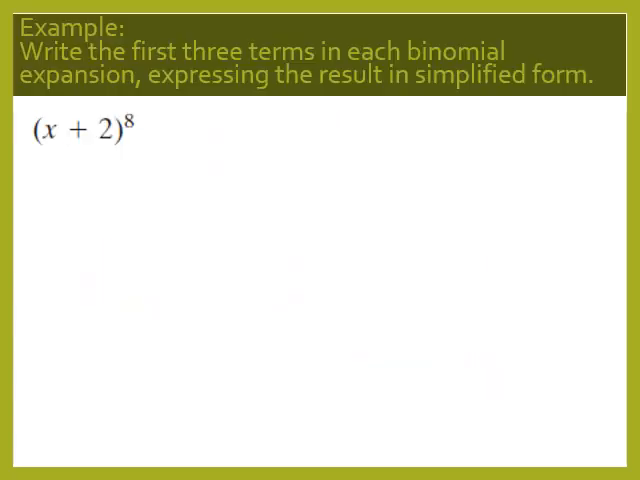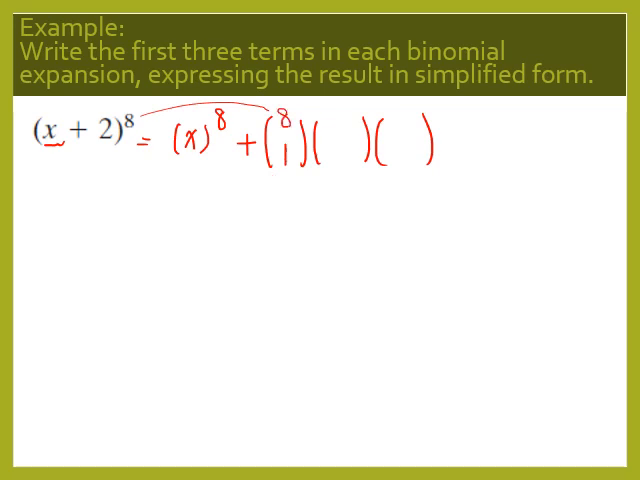Write the first three terms in each binomial expansion expressing the result in simplified form. (x plus 2) to the power of 8. We know that the first term is always taking the power, so it's x to the power of 8. And then the second term consists of three components. The first one is the binomial coefficient 8 with 1 because it's the second term, and the first term x to the power of the difference between 8 and 1, which is equal to 7, then 2 to the power of the base here, which is equal to 1, plus 8 choose 2, x to the power of 6, and 2 to the power of 2.